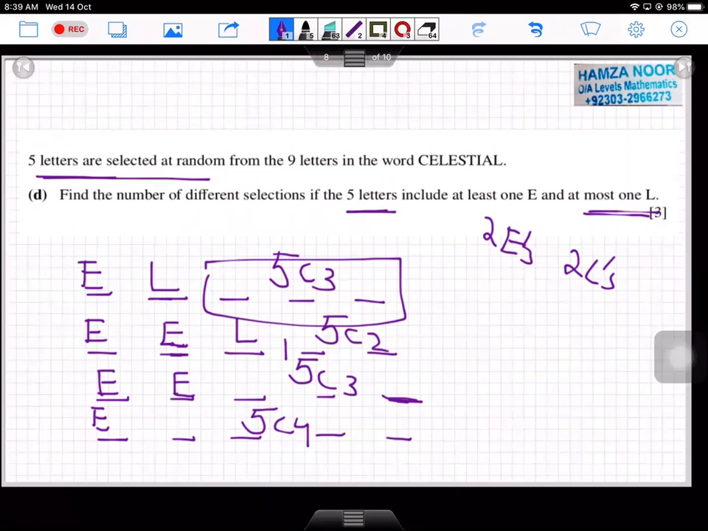So 5C3 plus 5C2 and so on. What's 5C3? This is 10. 5C2 is 10. 5C3 is 10. And 5C4 is 5. So in total you have 35 ways.